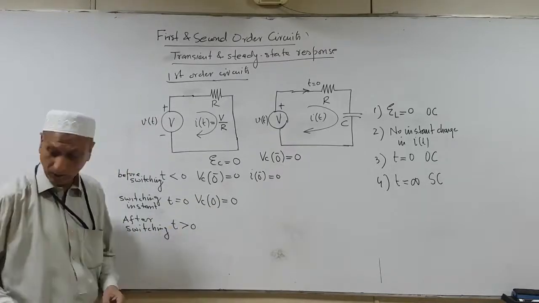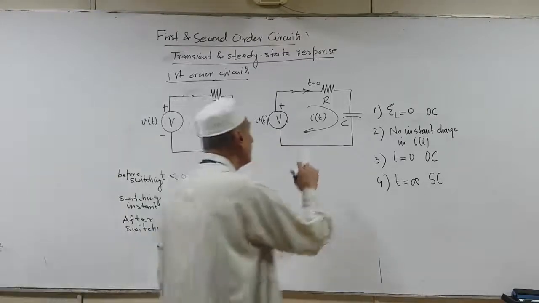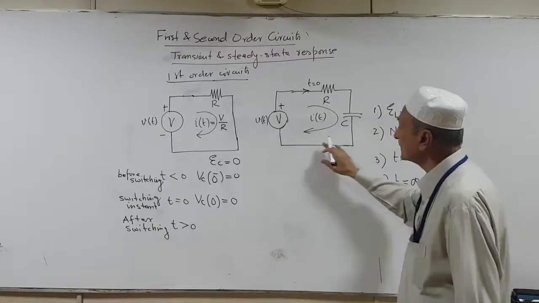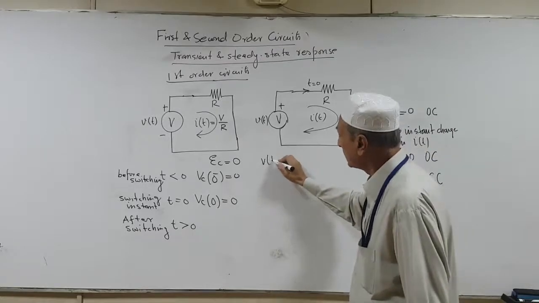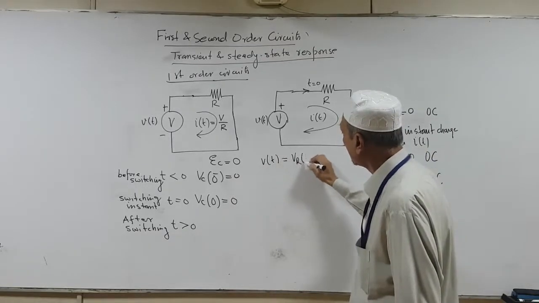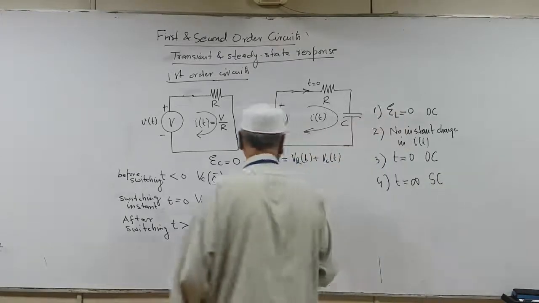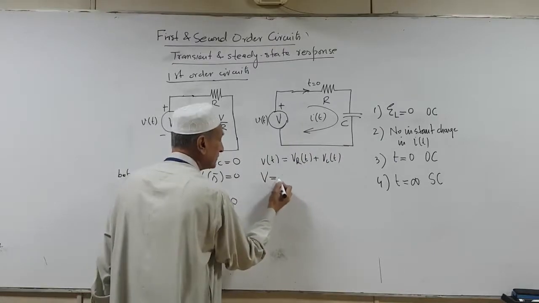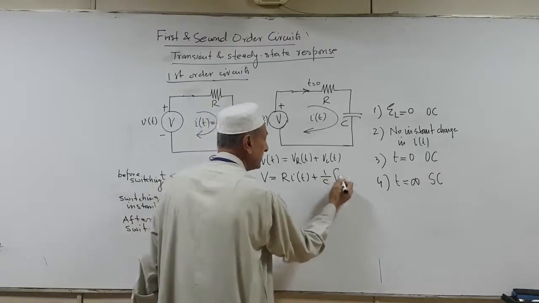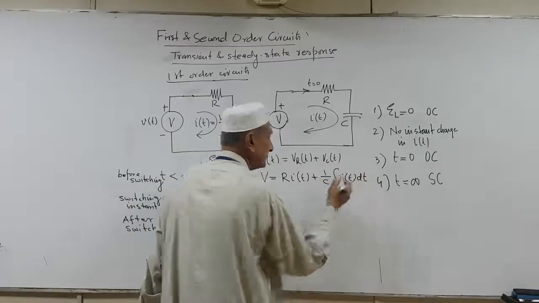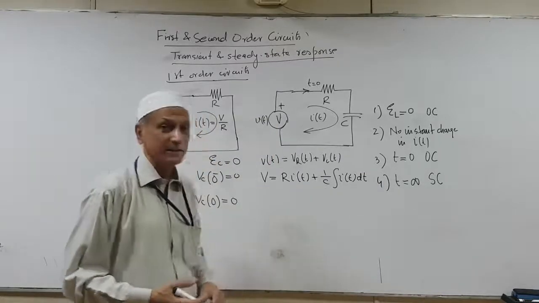Now, for t greater than 0, we have to build the governing equation as usual by referring to this particular circuit, a closed circuit, in which case it becomes a single loop for KVL. So, we have again v(t) is equal to v_R(t) plus v_C(t). Now, if you put the values, V is equal to R times i(t) plus 1 over C integral of i(t) dt.